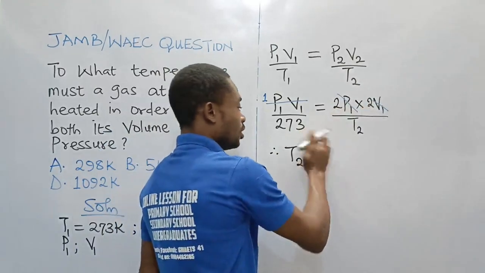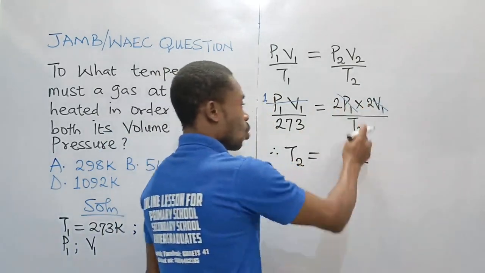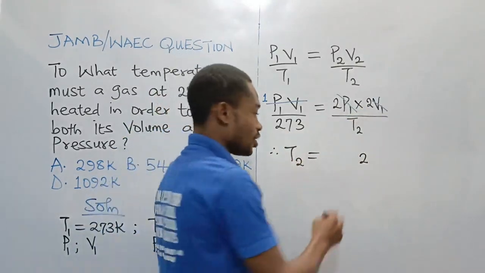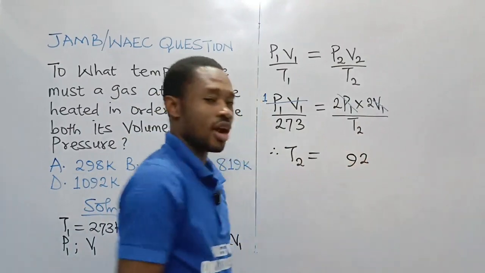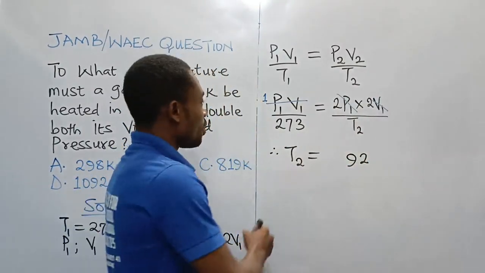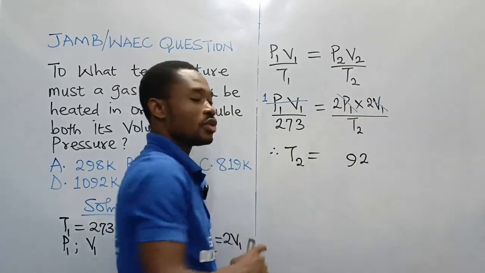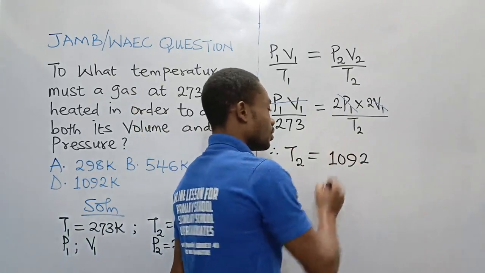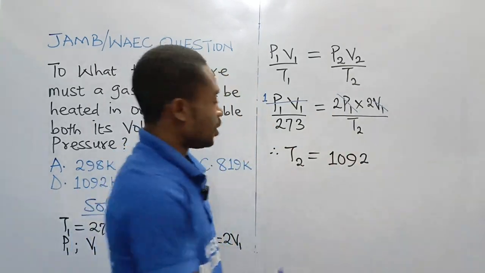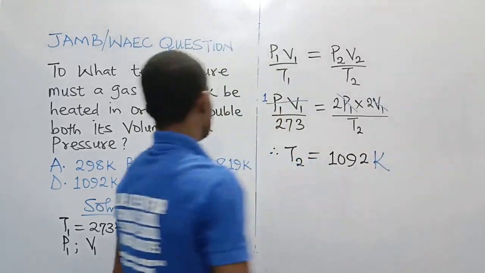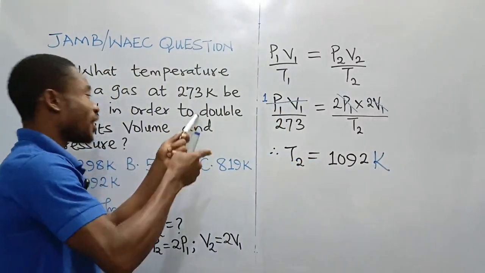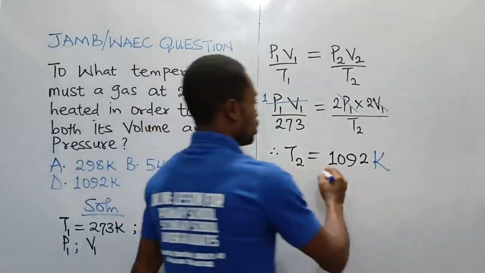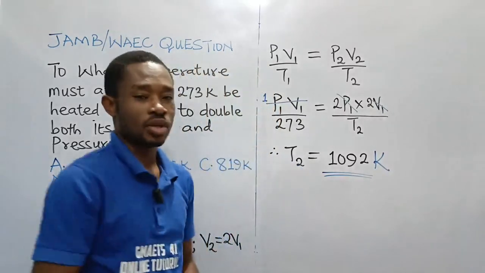4 times 3 is going to be 12, right? Carry 1. 4 times 7 is 28, plus the 1 is going to give you 29. Write 9, carry 2. 4 times 2 is going to be 8, plus the 2 you carried, you get 10. Therefore, this temperature to which the gas was heated so that the volume and pressure will be doubled, that temperature is 1092 Kelvin.